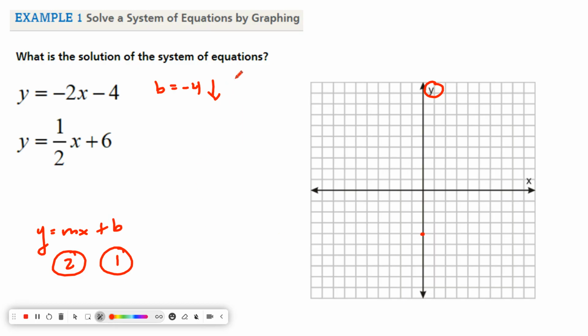Then we're going to count the slope. And the slope of this line is a negative 2, the number with the x. Make it a fraction by putting it over top of 1. And now that is your rise and your run. We're going to go down 2 because it's negative, and always to the right 1. So down 2, right 1. Keep counting. Down 2, right 1. Now let's go back to our y-intercept. Let's go the other way. Let's go up 2, left 1. Up 2, left 1. And there we go. And there's our first line.